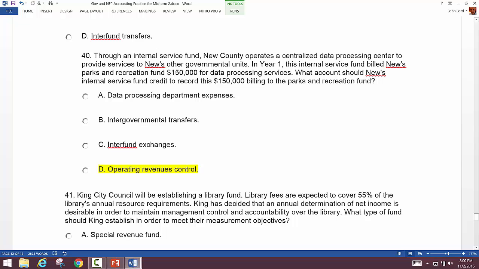Through an internal service fund, New County operates a centralized data processing center to provide services to New's other governmental units. Okay? So this is a what? Internal service fund, isn't it? And so when we have billings, they are our what? Our operating revenue, aren't they? Right? Okay, good.